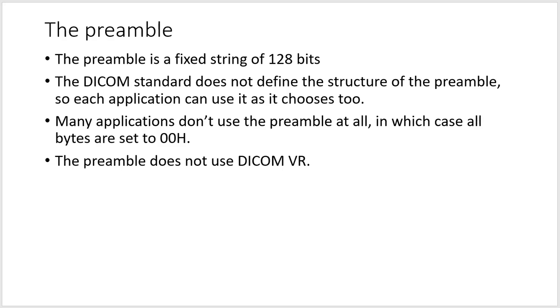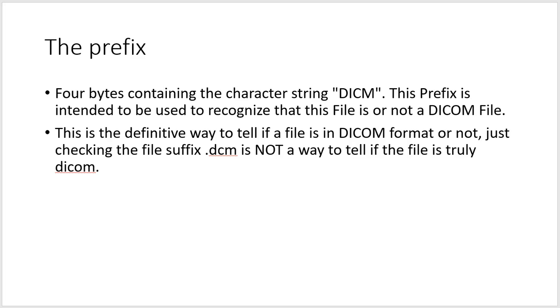The preamble. The preamble is a fixed string of 128 bytes. It starts at the very top of the CD. It's the very first thing you would run to when you put the CD into your computer. The DICOM standard does not define the structure of the preamble, so each application can use it as it chooses to. Many applications don't use the preamble at all, in which case all bytes are set to 00H. The preamble does not use a DICOM value representation.